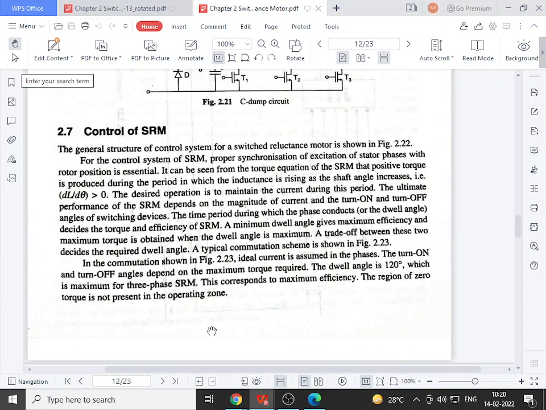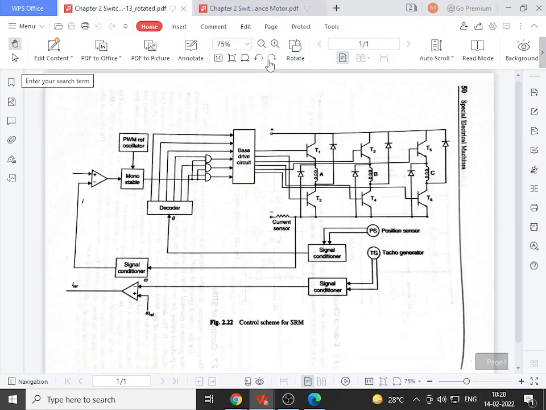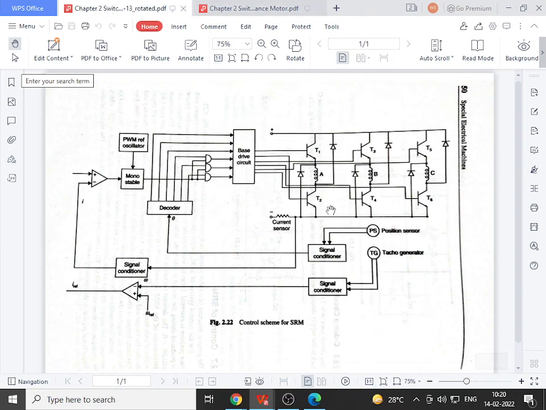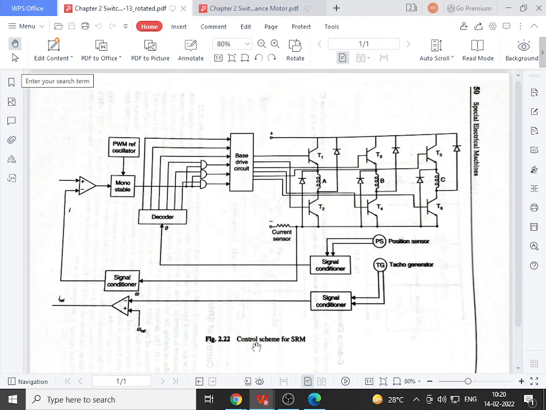Okay. So the basic control strategy of SRM, or the basic control circuit of SRM, is as shown in the figure. This is the basic control circuit of your switched reluctance motor. Whatever things are there in this block diagram, you are familiar with most of them. Let's see.